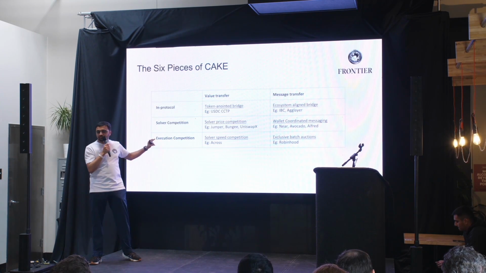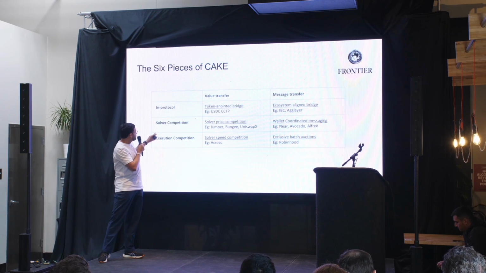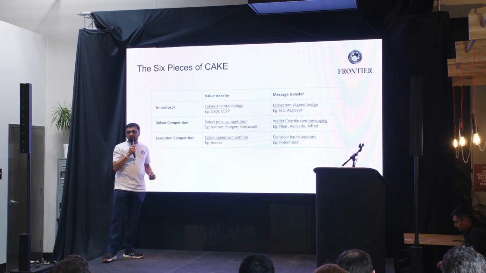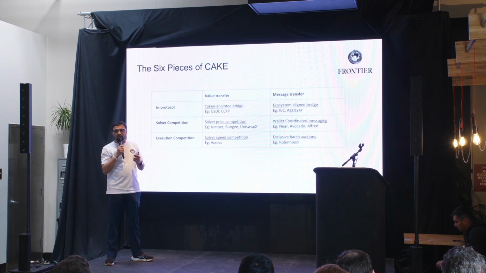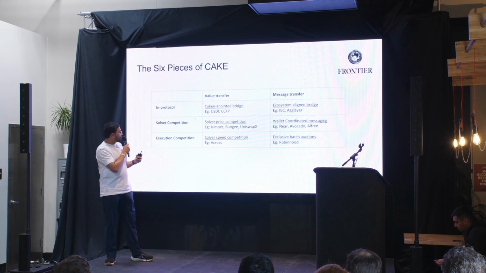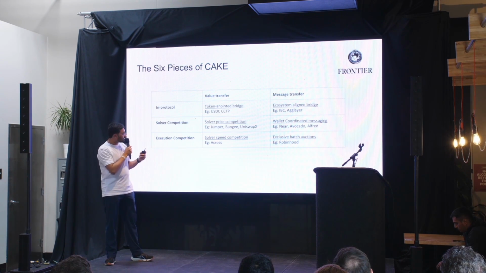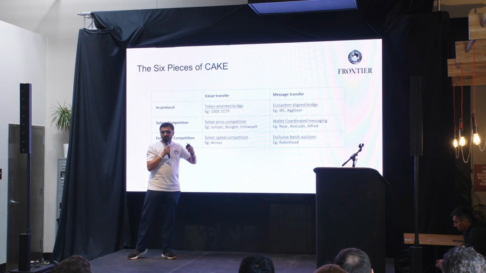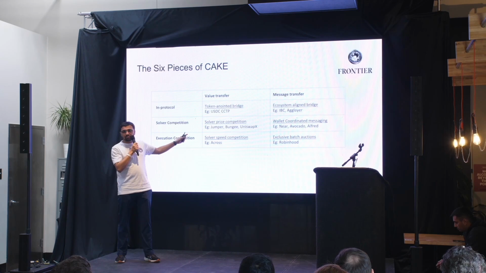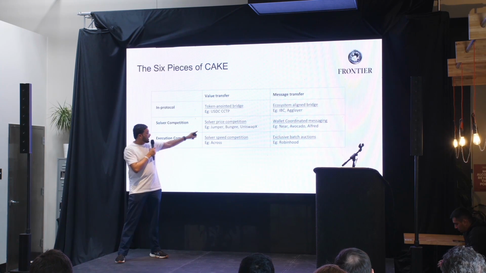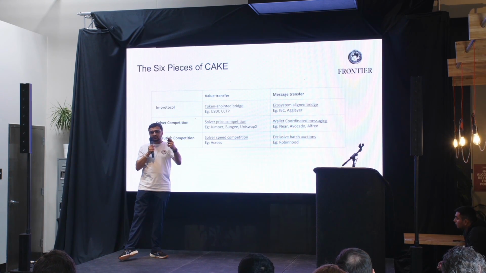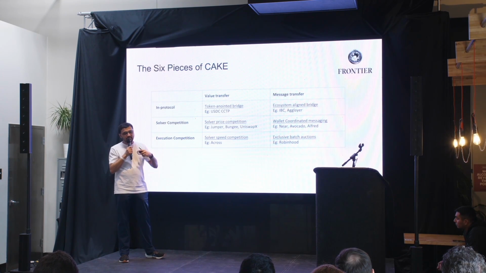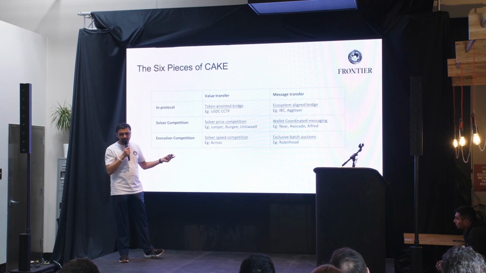The second type of chain abstracted products that you can build are called solver competitions. If you want to get a good price, if you want to find the optimal route, what you would do is you would let solvers compete with each other. And so the first type is, if you want to transfer value or do swaps, you would make solvers compete for price amongst each other. These are things like Jumper, Bungee, UniswapX, where there are a bunch of solvers. These look like aggregators and a bunch of solvers. They give quotes, and based on the best price, the user gets what it is.